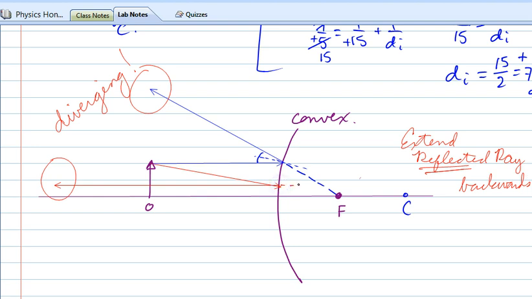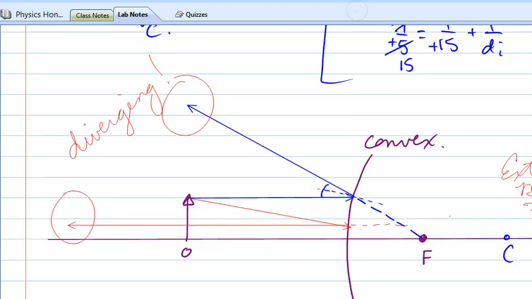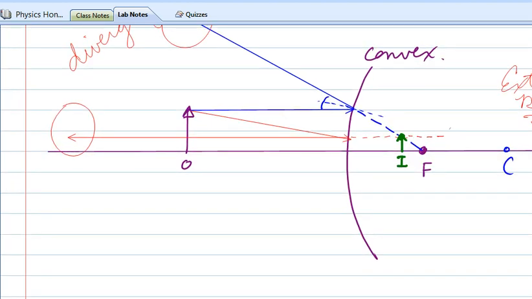And if I extend it backwards, get a little bit of a zoom in here, I actually get a place where these cross. And this is where my image is going to be formed, right here. So that's my image. And there's a couple of things that we have to be aware of for these images. So for a convex mirror, remember that DI will be negative. Can I prove that? Well, sure. Let's put some numbers on this.